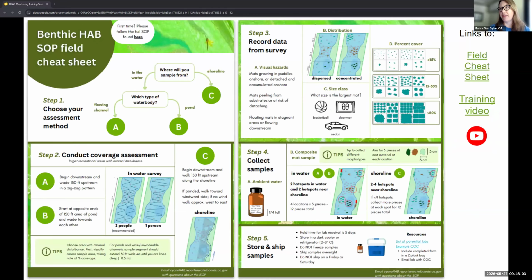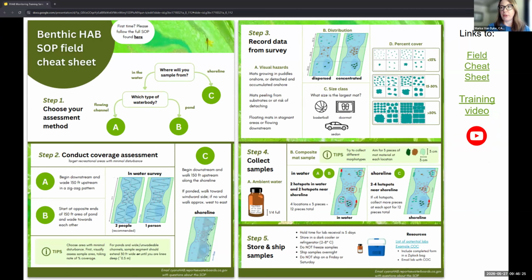This is a snapshot of that benthic sampling procedure. It's a little bit more time intensive and a little bit more of a field survey than planktonic sampling. This was developed, updated in 2025 based on current science, and it involves assessing a 150-foot stretch of your area of interest.